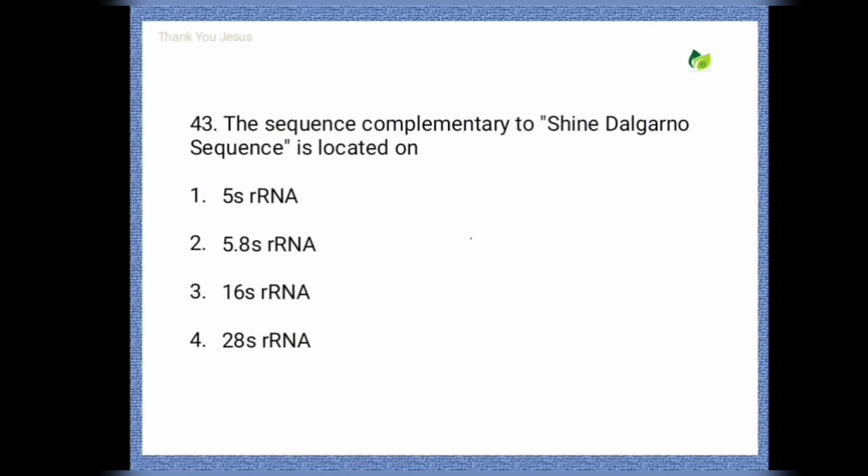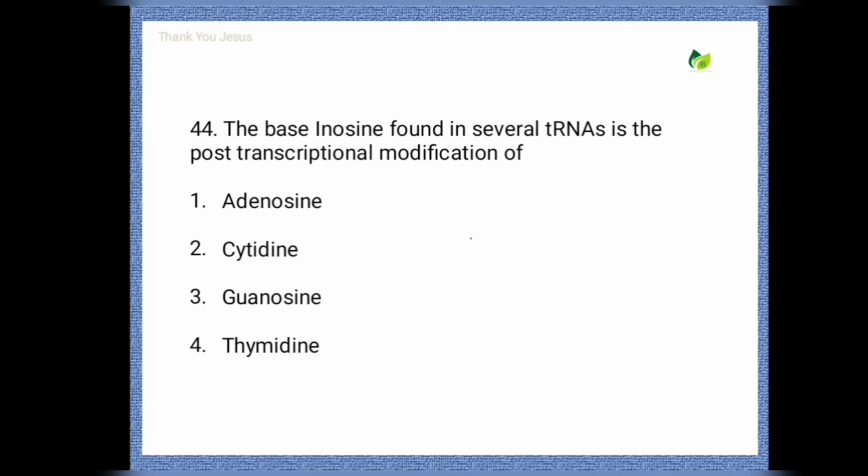Next question. The sequence complementary to Shine Dalgarno sequence is located on, options are 5S rRNA, 5.8S rRNA, 16S rRNA, 28S rRNA. Correct option is 16S rRNA. Next question. The base inosine found in several tRNAs is the post-transcriptional modification of, options are adenosine, cytidine, guanosine, thymidine. Correct option is adenosine.